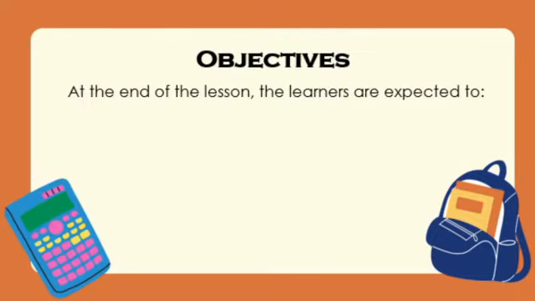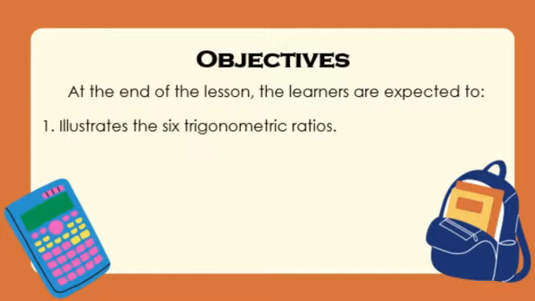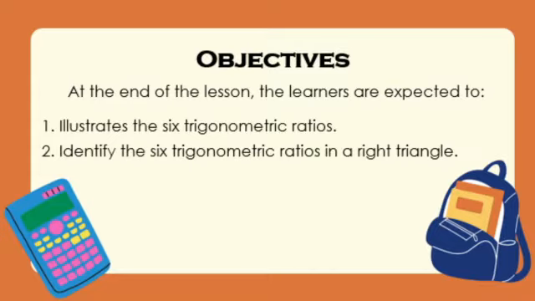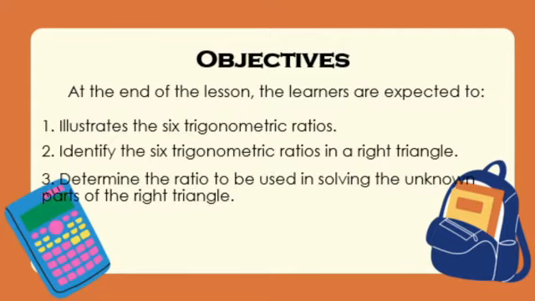At the end of the lesson, the learners are expected to: number 1, illustrate the 6 trigonometric ratios. Number 2, identify the 6 trigonometric ratios in a right triangle. And number 3, determine the ratio to be used in solving the unknown parts of the right triangle.